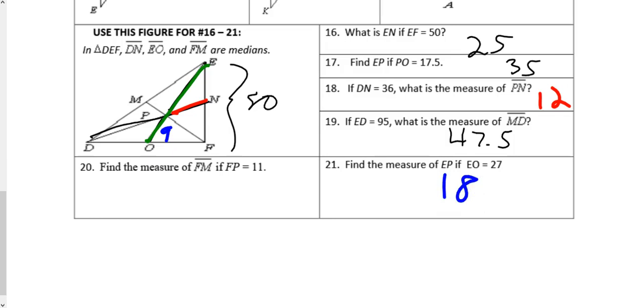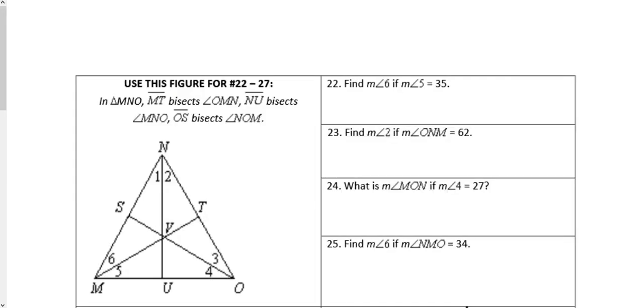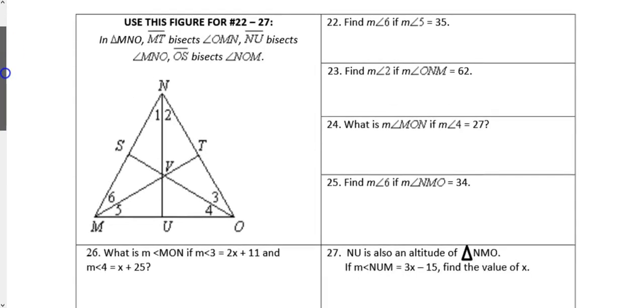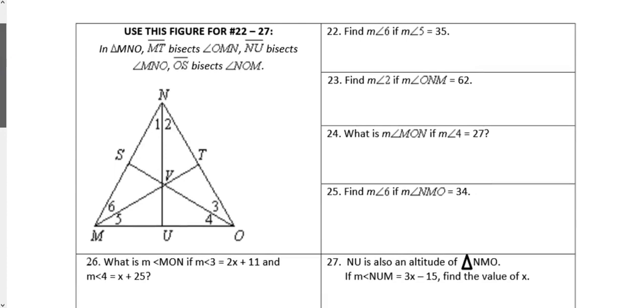Missed 20 over here. Find the measure of FM. That's this whole piece right here. If FP is 11. So FP is the long piece. The short piece is that divided by 2. So that's 5.5. All right. M and O in triangle MNO, MT bisects OMN.